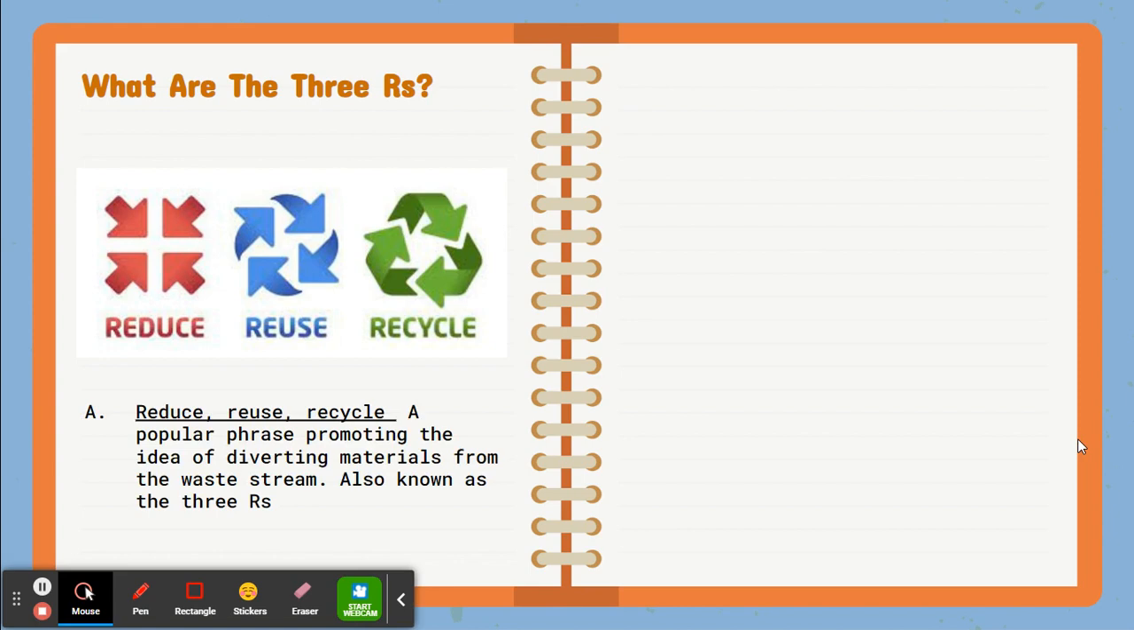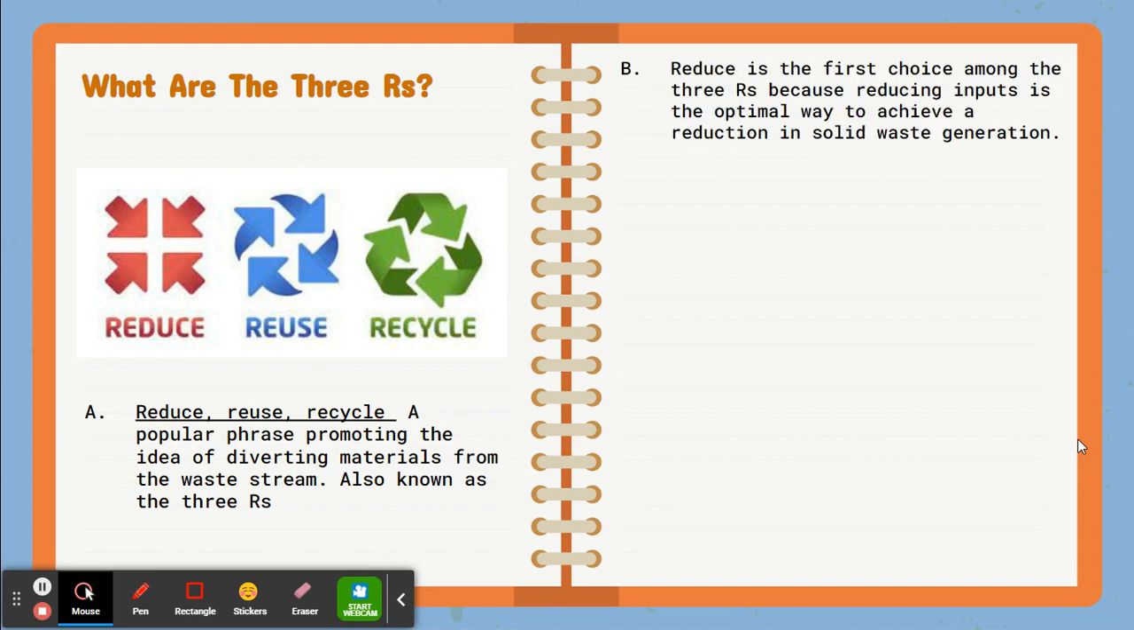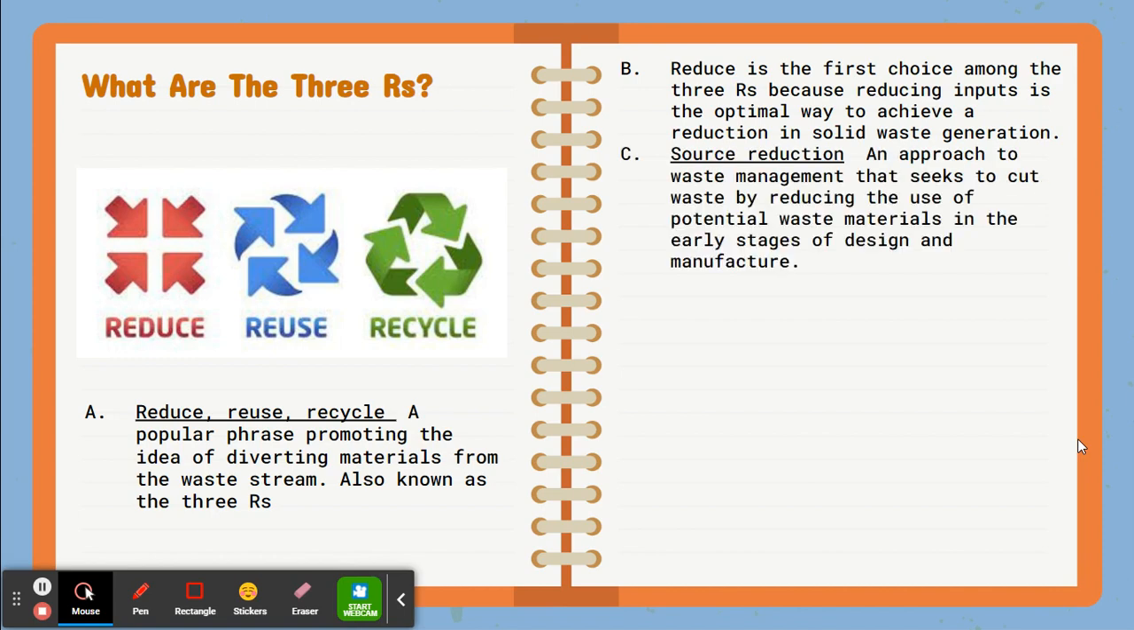This is usually a very popular phrase that's used to educate people on diverting materials from the waste stream specifically. Now, the first one, reduce, is going to be the first choice, and that's the choice that requires the least amount of energy out of the three, because this is simply reducing the amount of goods that you consume on a daily basis. So this is just reducing the amount of things that you could wind up generating trash from. That's where source reduction comes into play.